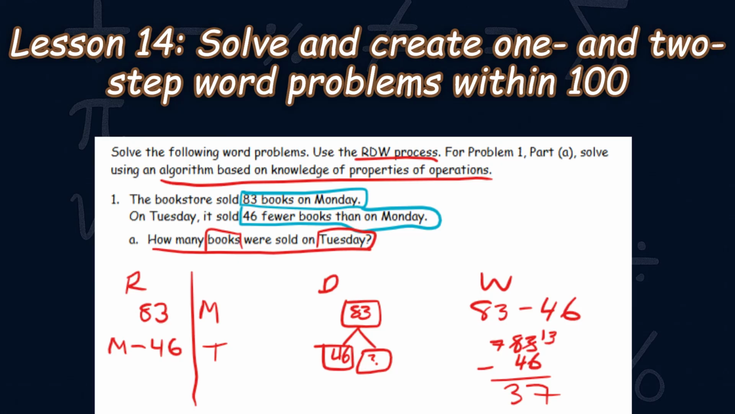I went with the vertical method, but if you have 83 minus 46, your 3 cannot handle the 6, so you have to borrow from the 8. 8 becomes a 7, and your 3 becomes the same number, but with the 1 in front, and that'll be a 13. You get 13 minus 6, that is 7, and 7 minus 4 is 3, and thus you are left with 37 books that were sold on Tuesday.